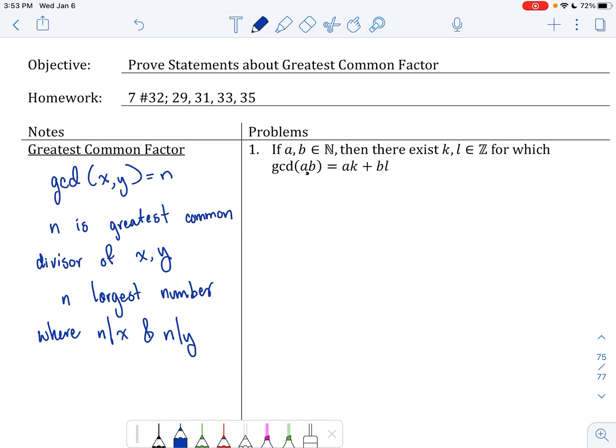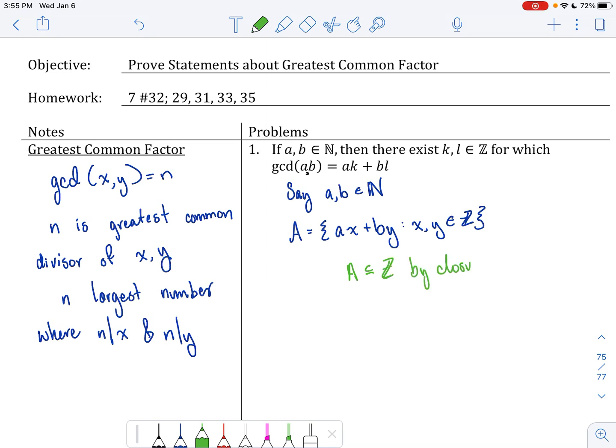Now, what we're going to do is start with just our hypothesis. So say a and b are natural numbers. And now let's think about the set A as being a set of all ax plus by, where x and y are in the integers. So basically we're thinking about all the numbers that are written like this, and we're going to see if we can find one that's the common divisor. One thing that's also really helpful to note is that A is a subset of the integers by closure under addition and multiplication. So we don't have to worry; whatever we get out is going to be an integer.